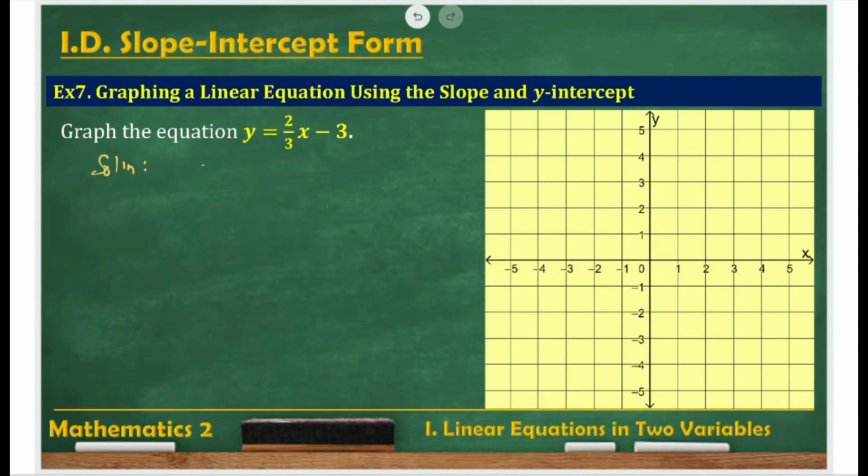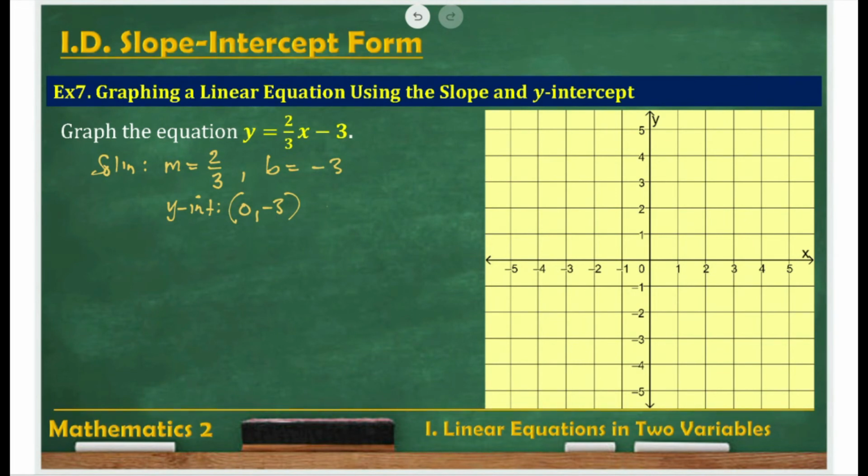Okay, so let's try to identify first the slope and y-intercept. The slope is m, and the value of this is 2/3. What else? The value of b from the slope-intercept form is negative 3. So that means the y-intercept is the point with coordinates 0, negative 3.